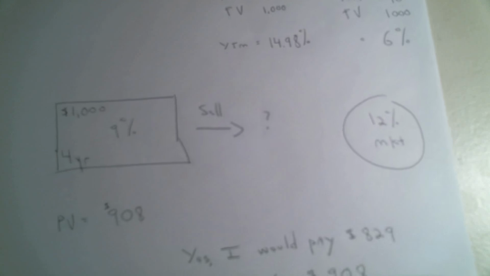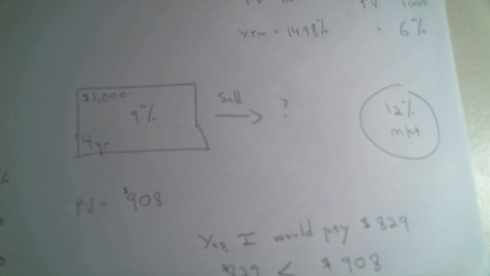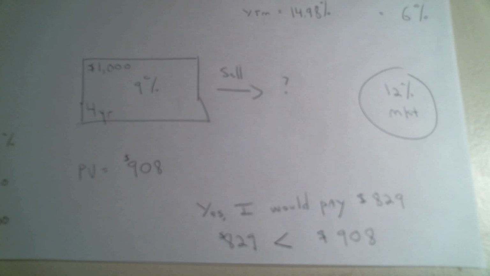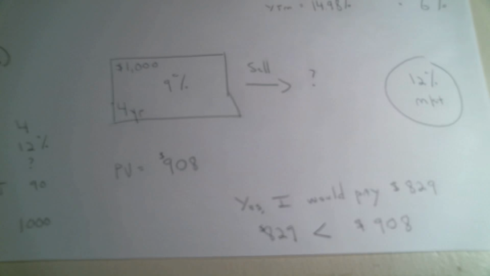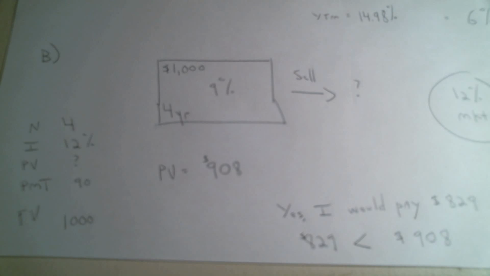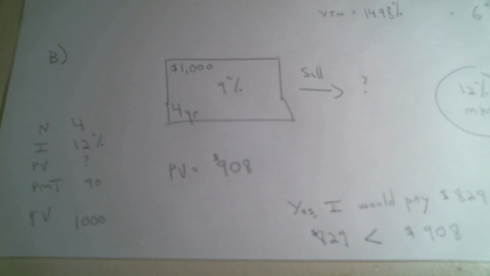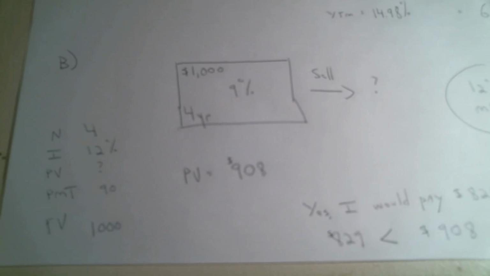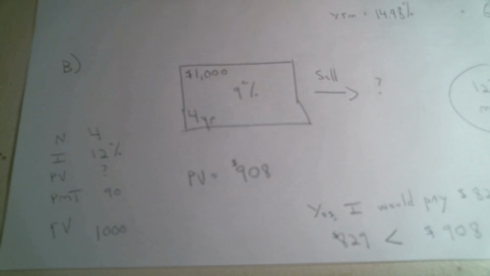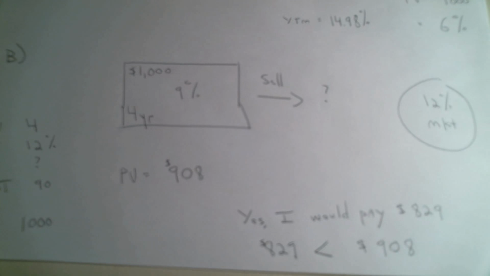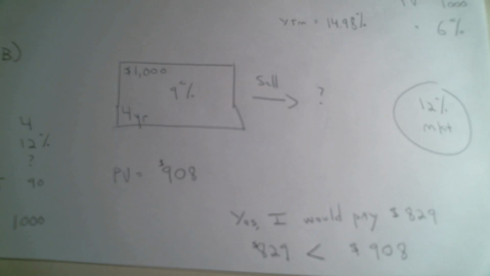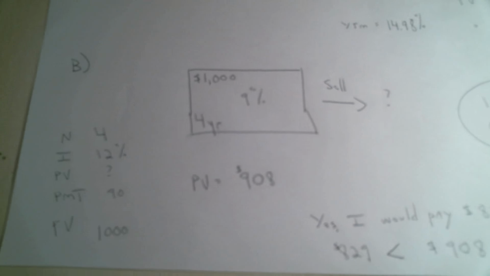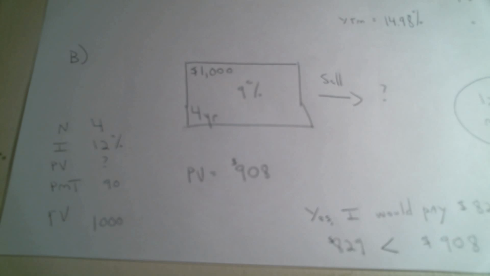Then we're asking if the yield happened to be 12%. What would the price be at 12%? Okay, so we set that up here. 12%, that's your market prevailing rate. Okay, set that up. Come out, PV, the present value is 908.